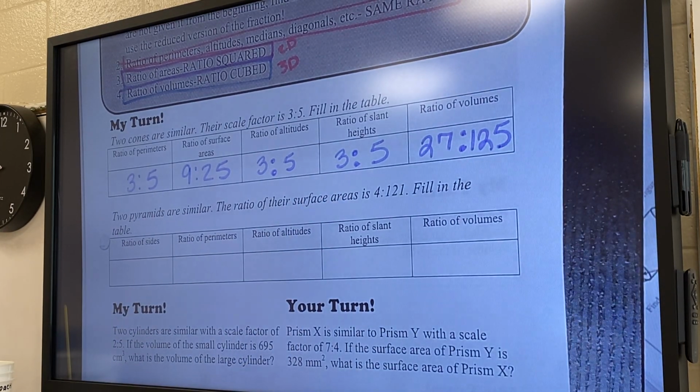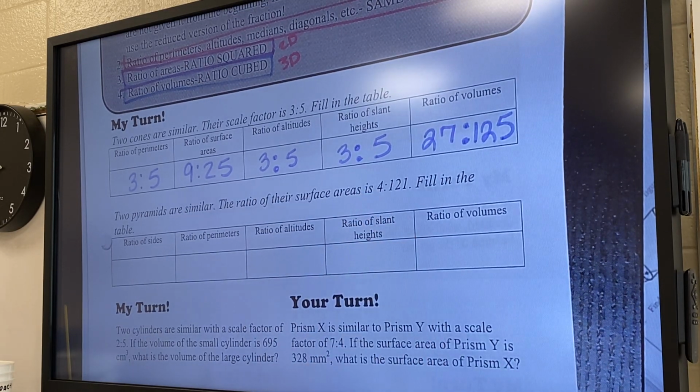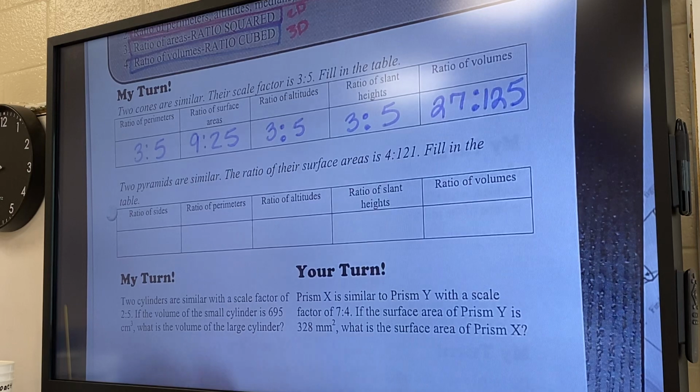Wait, for that one, we keep 9 and 25? Mm-hmm. Yeah, we can't reduce it. There's nothing that'll go into 9 and 25. All right, look at this next one. It's 4 to 121. Can I reduce that in any way? No. Well, you get 30.25 if you.